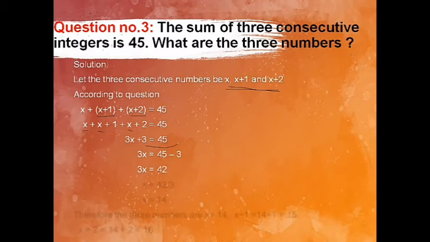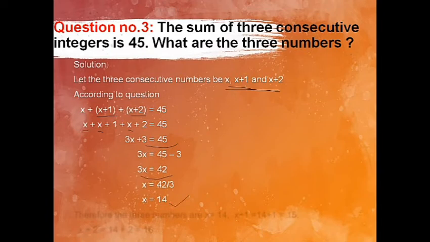So now here we want the value of x. For that I will transfer this 3 to the right hand side. It goes in the form of division. So x equals 42 divided by 3, and 42 divided by 3 is equal to 14. So here we got the first integer as 14.